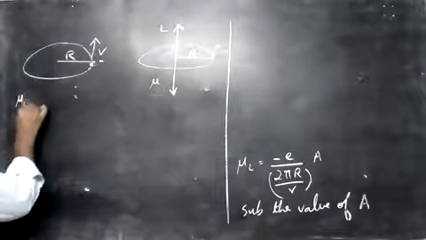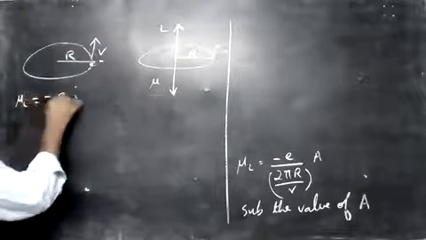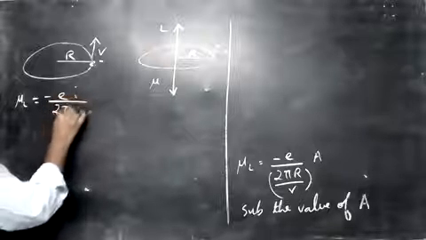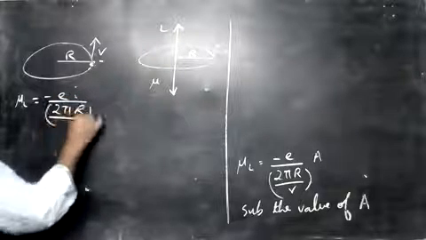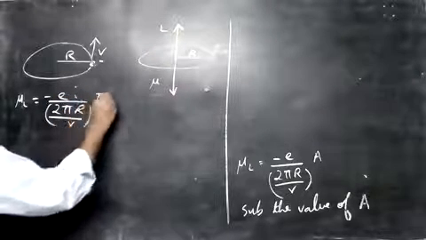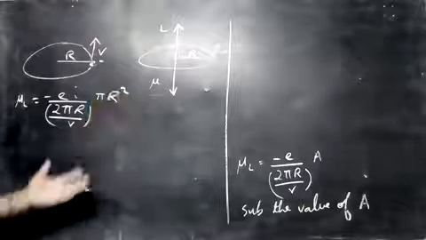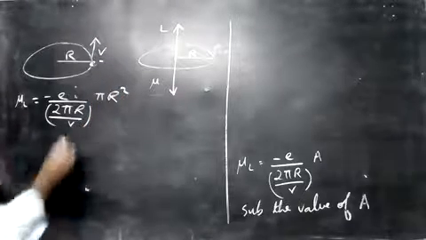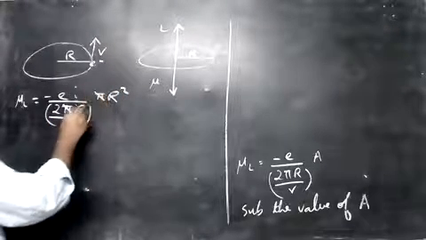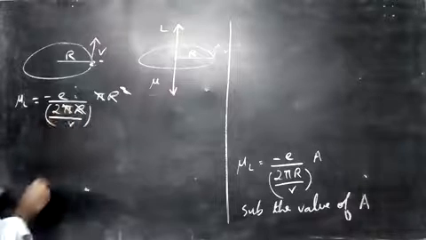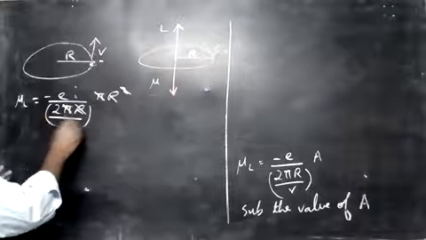So we get here mu L, that's the magnetic dipole moment, is equal to minus E by 2 pi r by V into area. Area, we learned, is pi r square. That is the area of a circle. Now what happens is this pi and pi will cancel. R and the square will cancel. So in the denominator we have 2 and this V is enough.